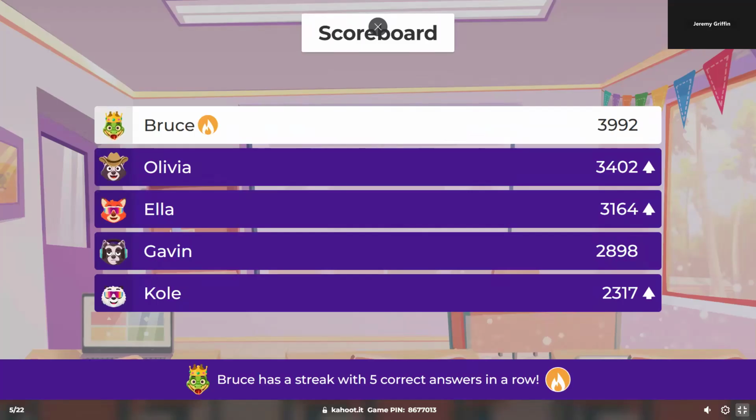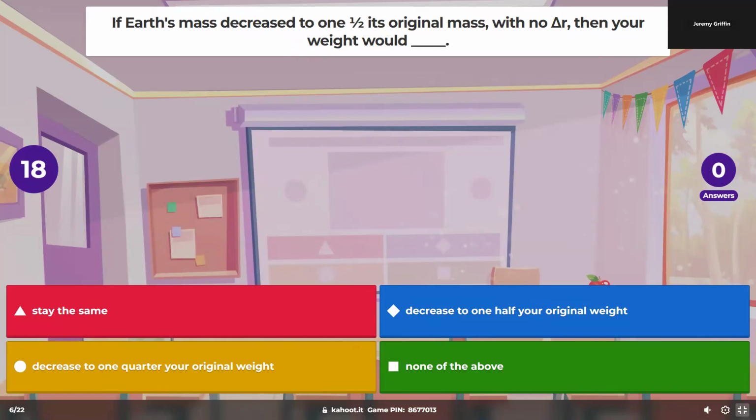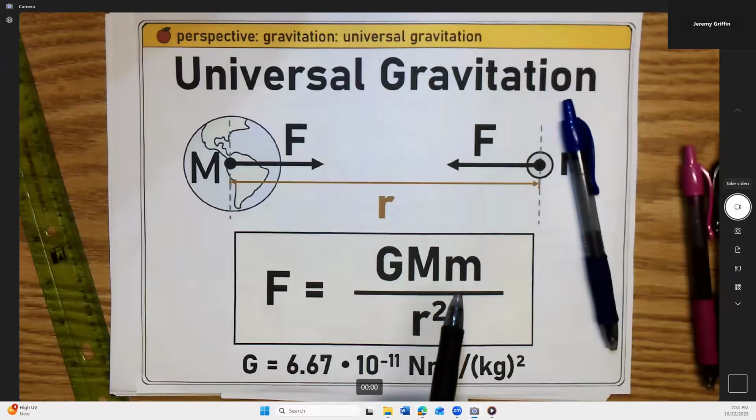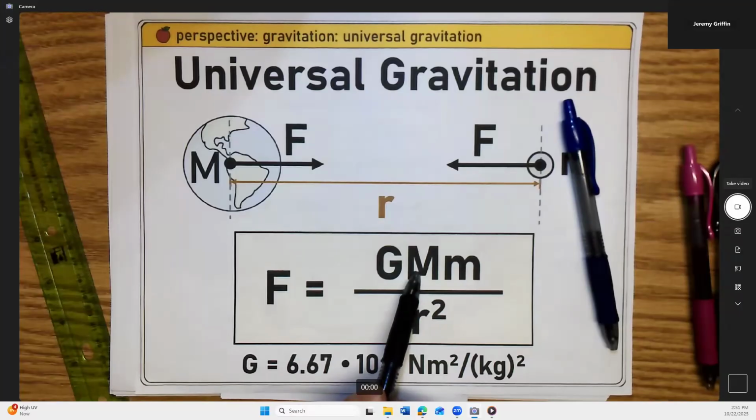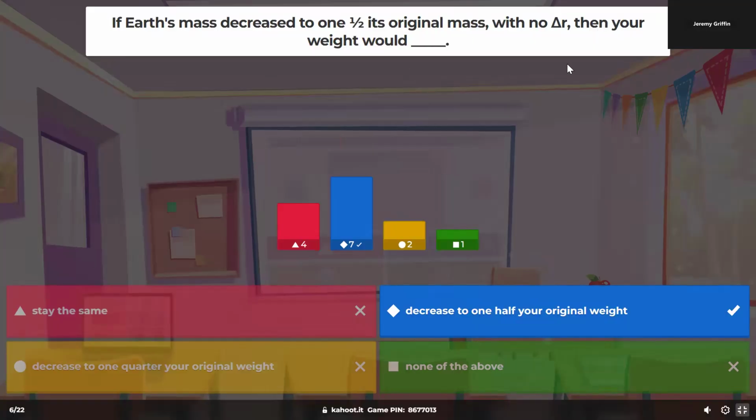There are different ways to think about it. I got Cole, Gavin, Ella, Olivia, Bruce, still on fire. Earth's mass decreased to half its original mass with no change in radius. Your weight would... Yeah, be half. So if either one of these masses, let's say this mass gets cut in half, doesn't the whole thing become half of its original value? It's just taking that fraction multiplying by half. That's all it is. Whole fraction times half is half.